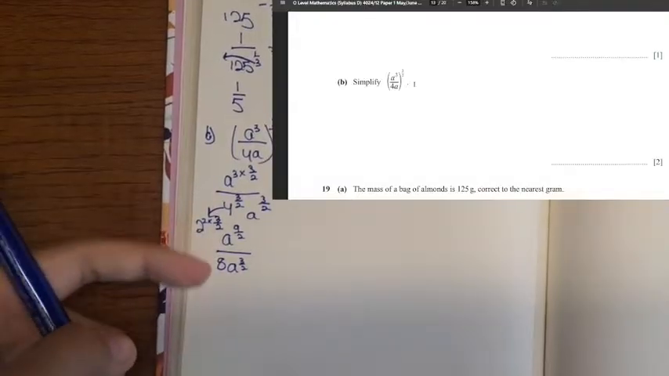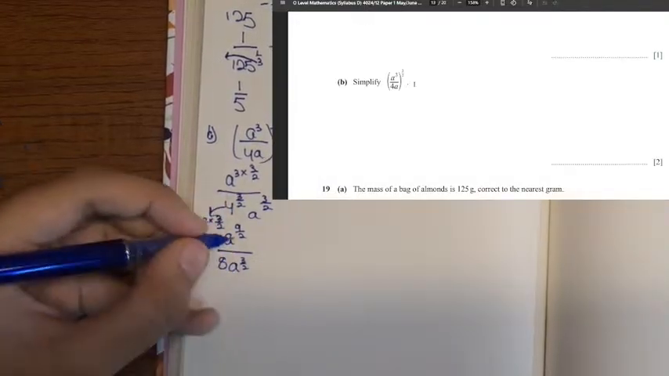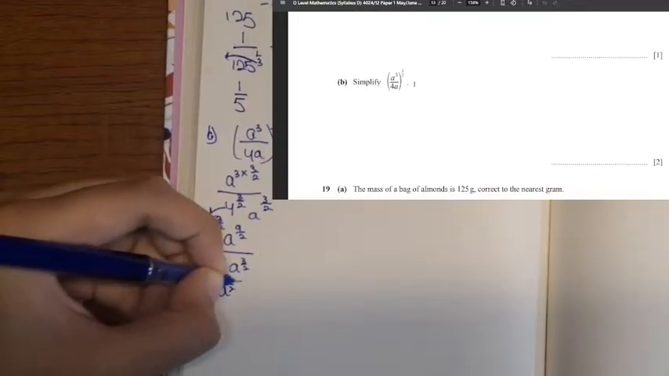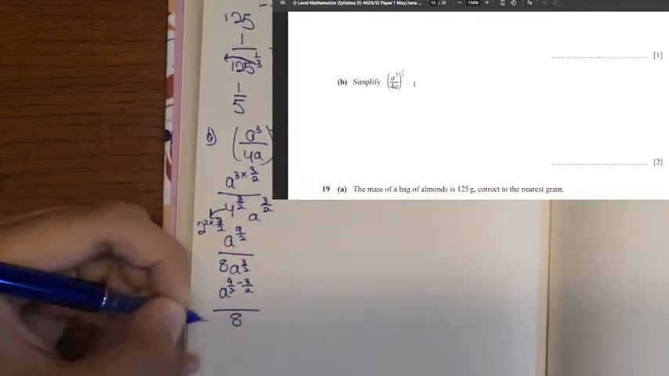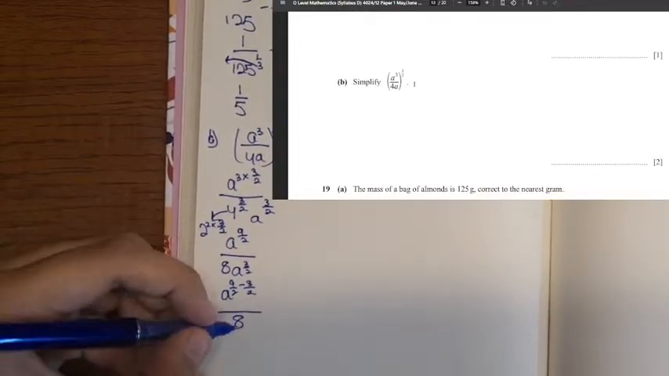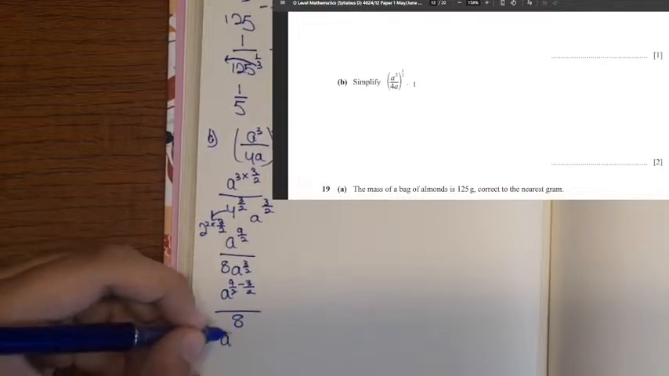Now since we have the same base but different powers, you can just subtract these. So 9 upon 2 minus 3 upon 2, upon 8. This becomes 9 minus 3, which is equal to 6, and 6 upon 2 is 3, so it becomes a cube upon 8.